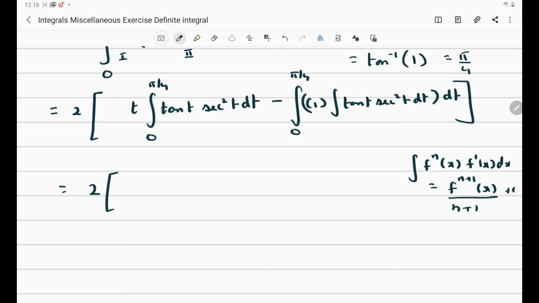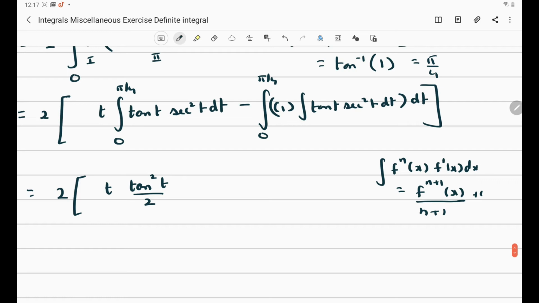So here we have tan t into secant square t. The derivative of tan is secant square, so we get tan square t by 2 as the integral of this. So we can write it as t into integral of tan t into secant square t, which will be tan t to the power of 2, that is tan square t by 2. So using this identity, integral f power n x into f dash of x dx is f power n plus 1 of x by n plus 1 plus constant of integration c.